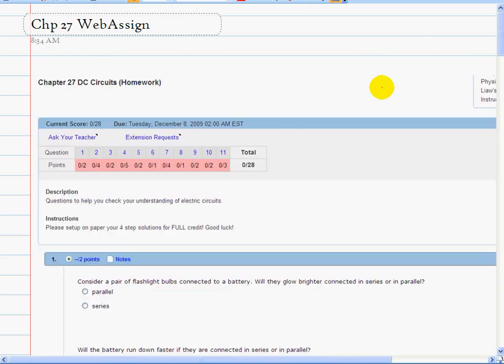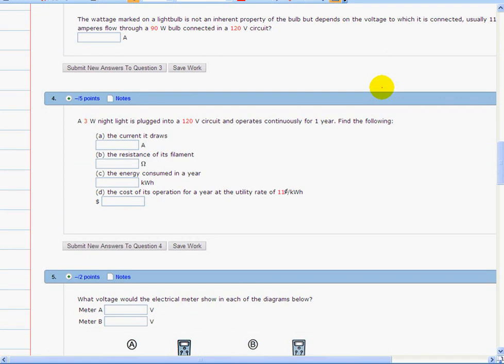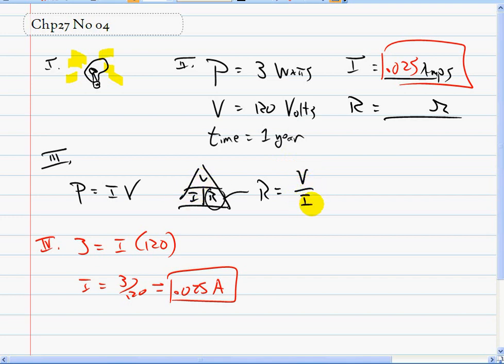Next, part B. We want to find the resistance of the filament. Resistance is measured in ohms, okay? So we want to find resistance in part B. There's a whole bunch of ways we can do resistance. Probably the easiest way is to use Ohm's law. Remember the Ohm's law triangle? Put V on top, I on the left, R on the right. So if I want to know R, I just cover up R, right? So R is equal to what? Everybody, V divided by what? V over I, right? Piece of cake.